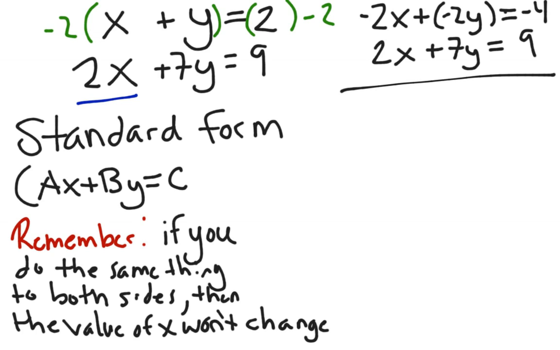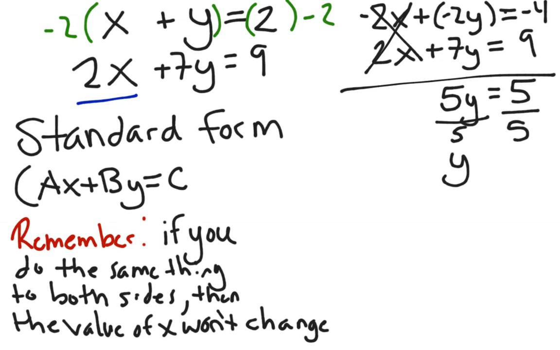I add these together. My negative 2x and positive 2x cancel out. My negative 2y and my 7y, well, those are like terms. Those are going to combine to be 5y. Negative 4 plus 9 is 5. I can now divide by 5 on both sides, and I get y equals 1.